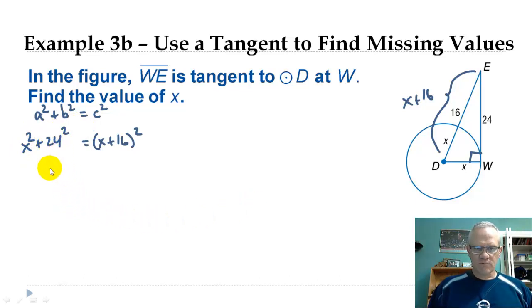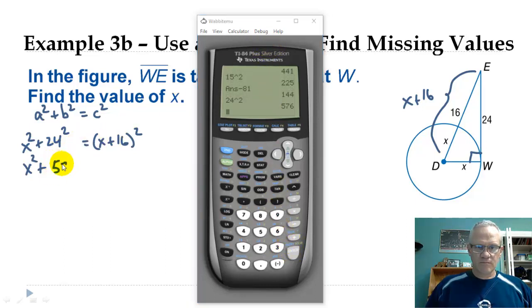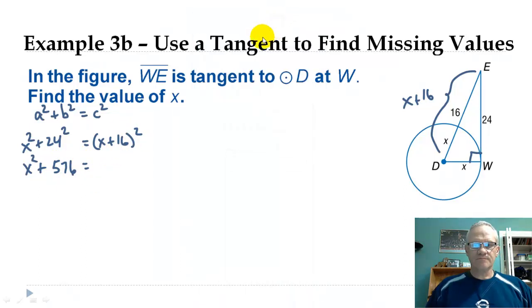Okay, let's see what we can do. We got x squared. Now we've got 24 squared. So 24 squared is 576. Ooh, okay, what do we do here? Now remember, this always fools people because they think, oh, I can do x squared and 16 squared. But remember, you've got a parentheses squared.